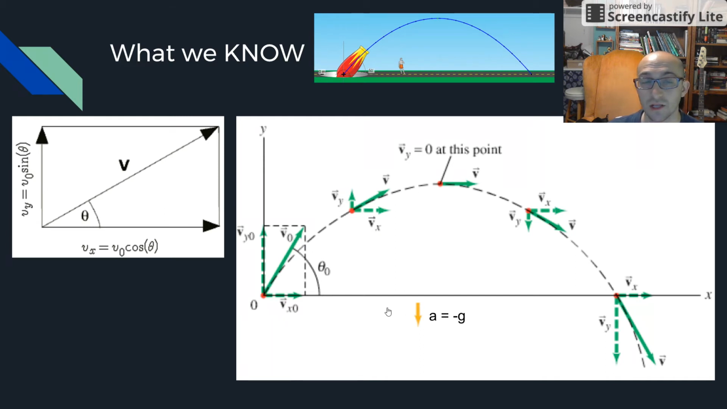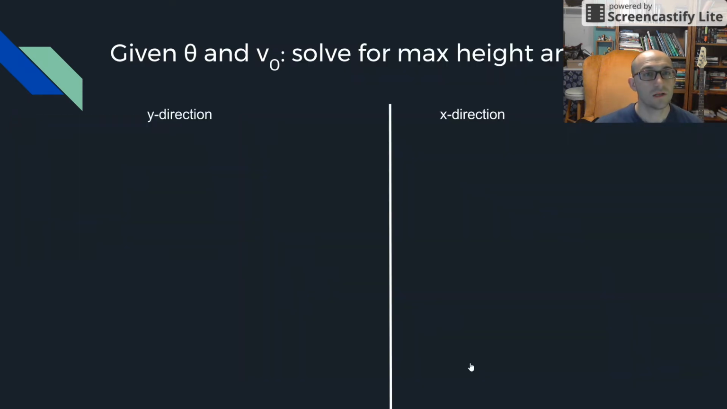I also know the acceleration in the y direction is negative 9.8 meters per second squared. The AP uses negative 10. More specifically, the AP uses g equals positive 10 meters per second squared. So when you're using an acceleration in a case like this, your acceleration is not going to be equal to g. Your acceleration will be equal to negative g. Because it's not positive 10, it's negative 10. Negative meaning down.